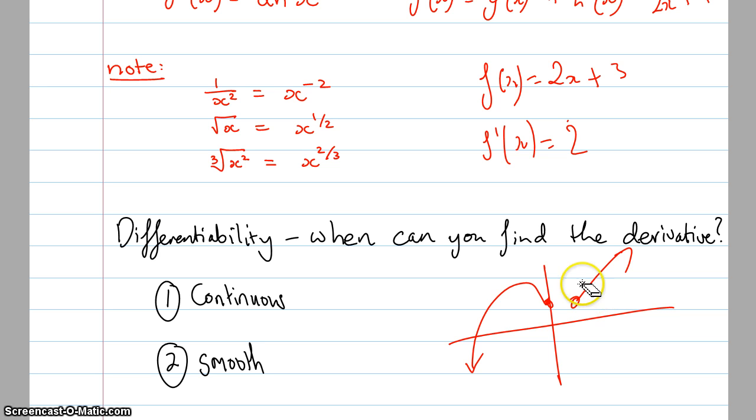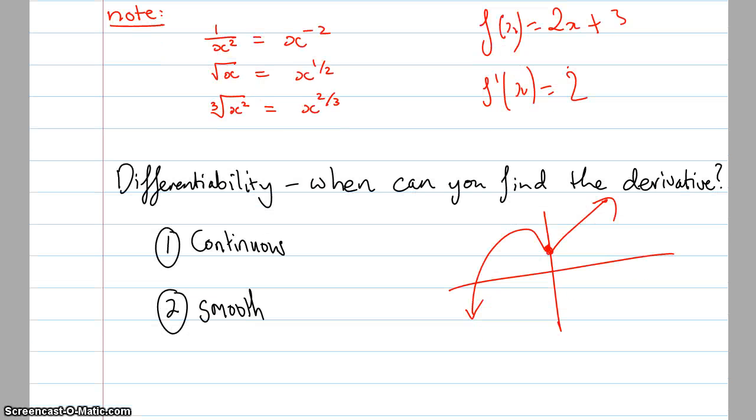Similarly with smooth, I'll just alter this one slightly, if I can. There we go. You might have the graph that's continuous like this, but it's actually not smooth. There's a sharp point there. Again, you can get the derivative of this graph everywhere except for this point here, because it's not smooth at that particular point. So it doesn't have to be smooth everywhere, but you can only find the derivative where the graph is both continuous and smooth.